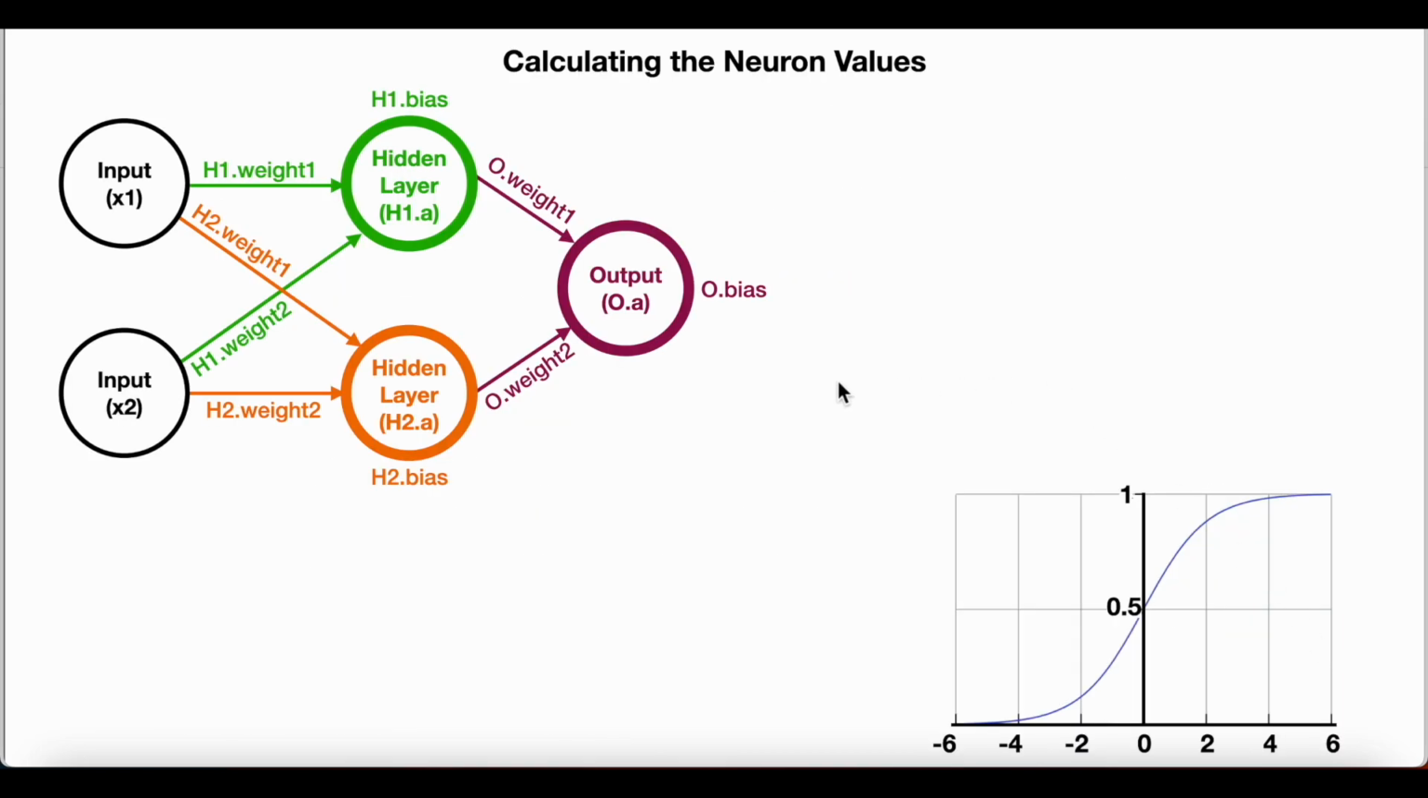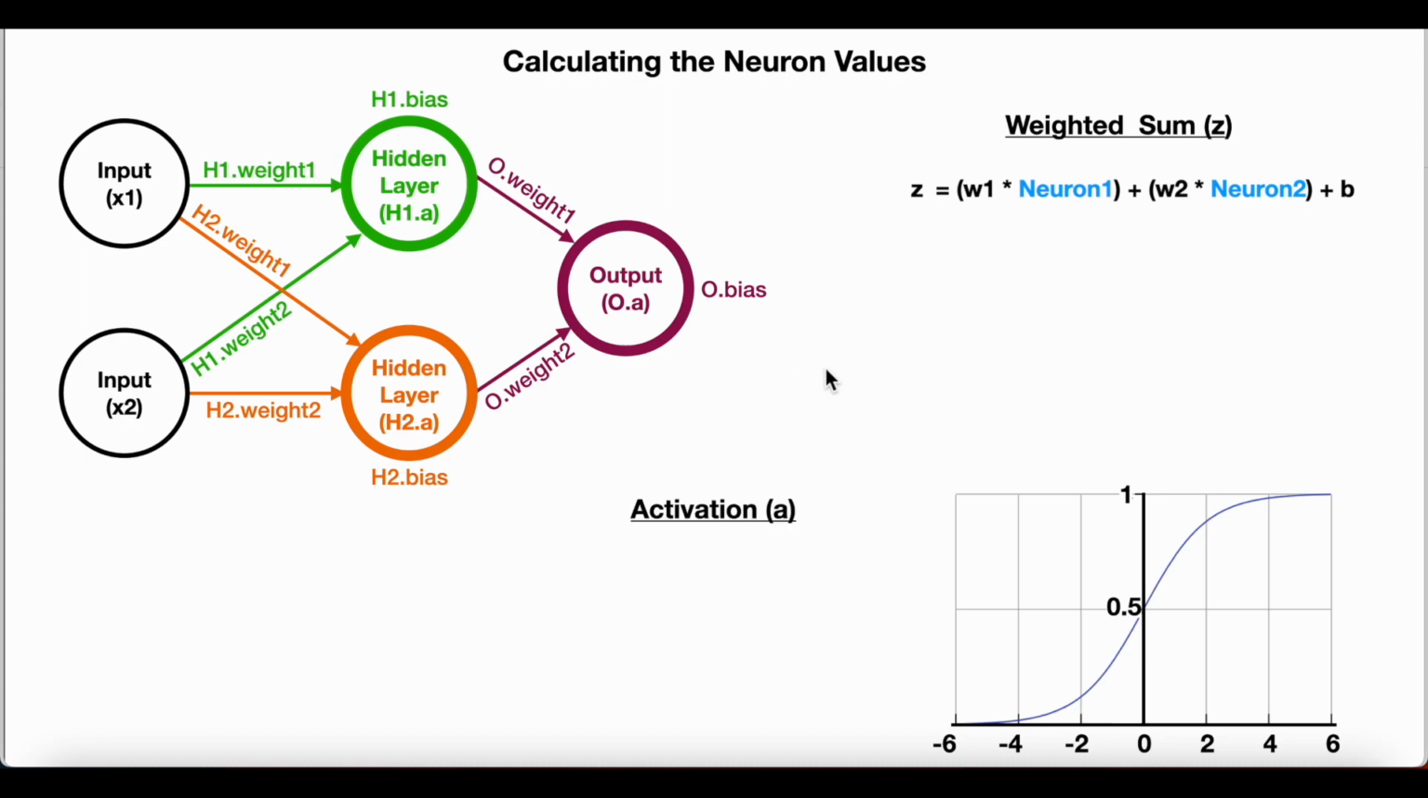So going into a little bit more detail, the weighted sum can be represented by this formula, and the activation is represented by this formula. If we look at the activation graphically, you can see it's an S-curve where large negative values are going to be converted to 0 and large positive values are going to be converted to 1. If z is 0, it's going to be converted to 0.5.